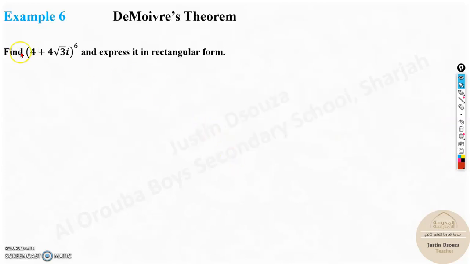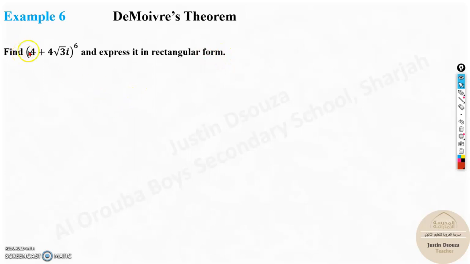Now we will see a problem. You need to find the sixth power of 4 plus 4 root 3i. This is a complex number, but it's in rectangular form. You can see over here, there is no r, there is no theta. This is just a and b values. Now, what you need to do is convert this into polar form, use the power, and then go back to rectangular form again. Okay, let's do it one by one.